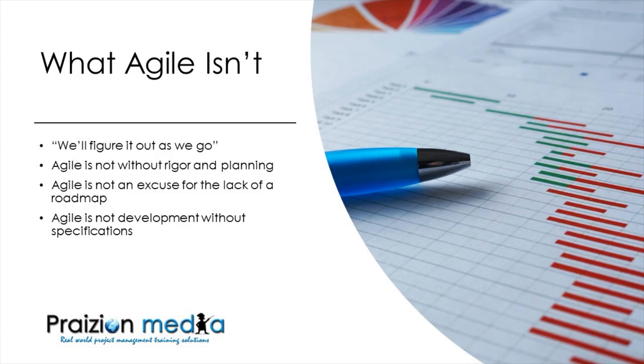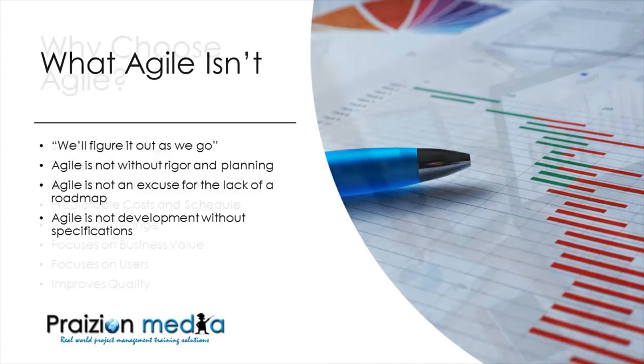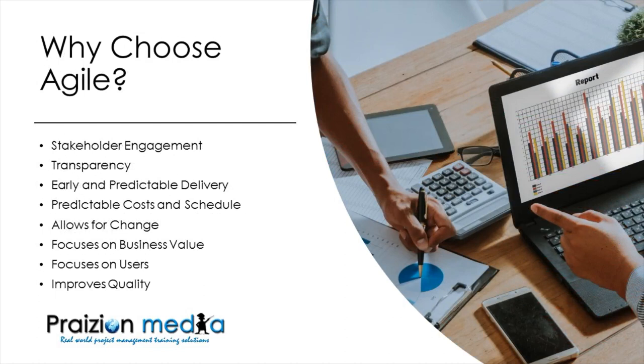Finally, Agile is not development without specifications. It's necessary in any project to keep your team aligned on the why and how work will happen. An Agile approach to specifications includes ensuring these specifications are right-sized and reflect appropriately on how the team will sequence and deliver their work. So why choose Agile?